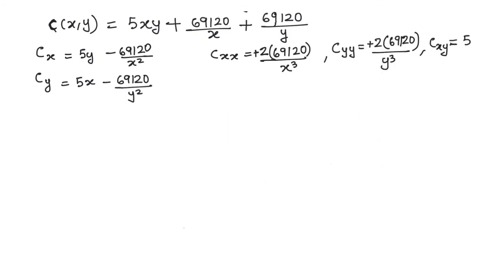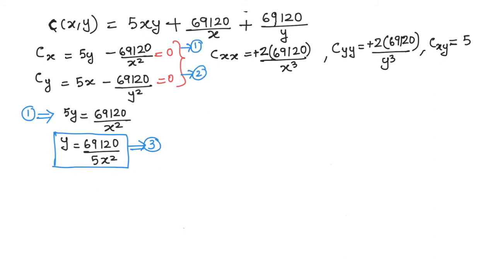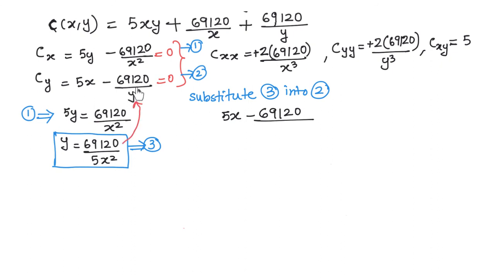Now find the critical value by setting these two equations equal to 0. In the first equation, solve for y and substitute into the second equation and solve. Then substitute this y into equation 2. So this will become, replace this y with this whole thing, and it will have a square. And simplify.